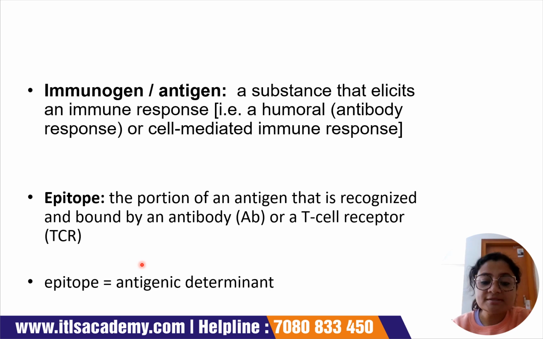Now, what is the epitope? The important part that I was talking about in the previous slide, that is the antigenic determinant. Epitope is nothing but antigenic determinant. It is that portion of an antigen which is recognized and bound by an antibody or a T cell receptor, that is the TCR. T cell receptor is also abbreviated as TCR. So this is the main concept that you need to know: epitope is antigenic determinant. It is a particular region of an antigen which will be recognized by the antibody, and therefore the antibody will go and bind to that part of the antigen.